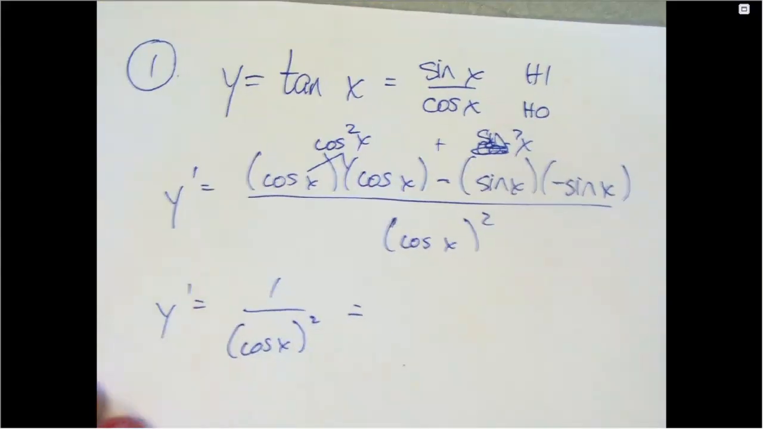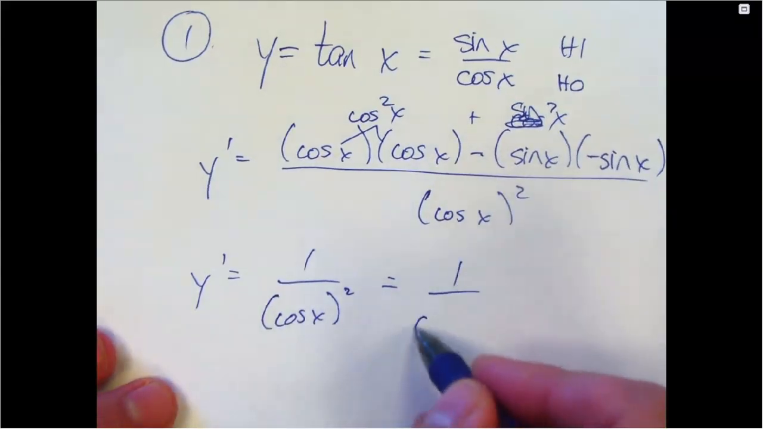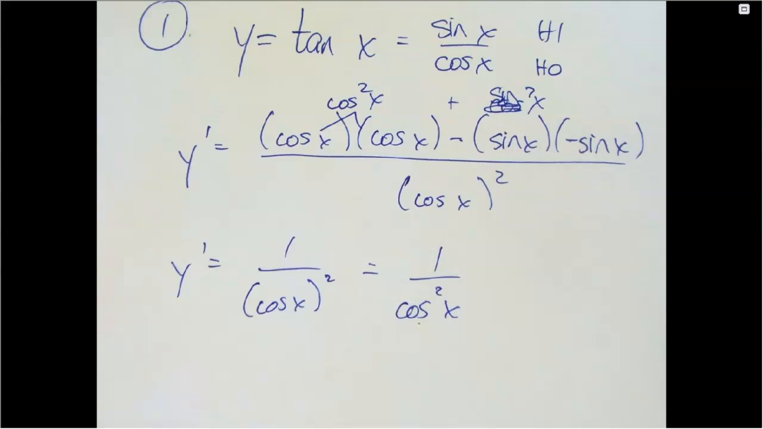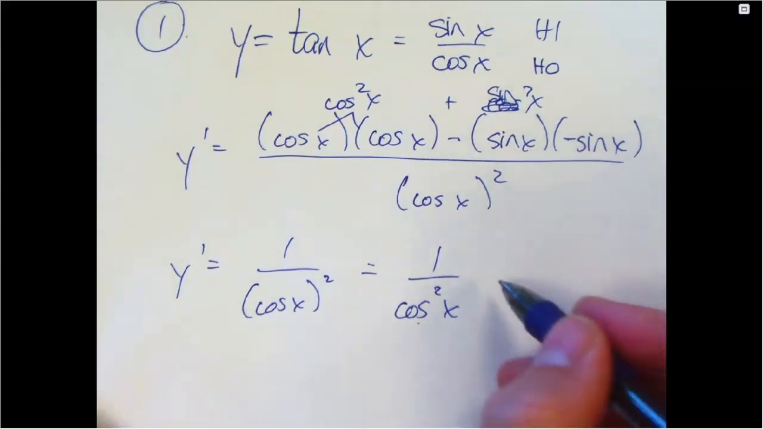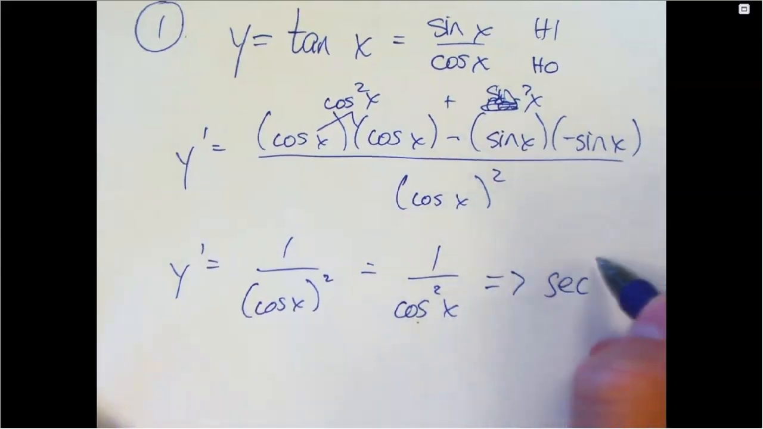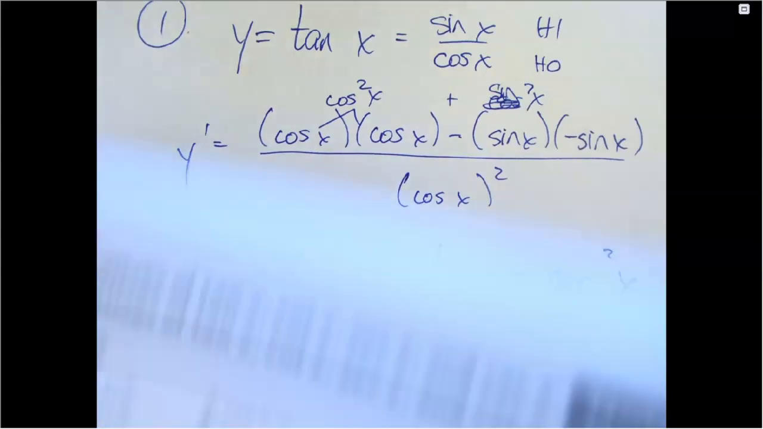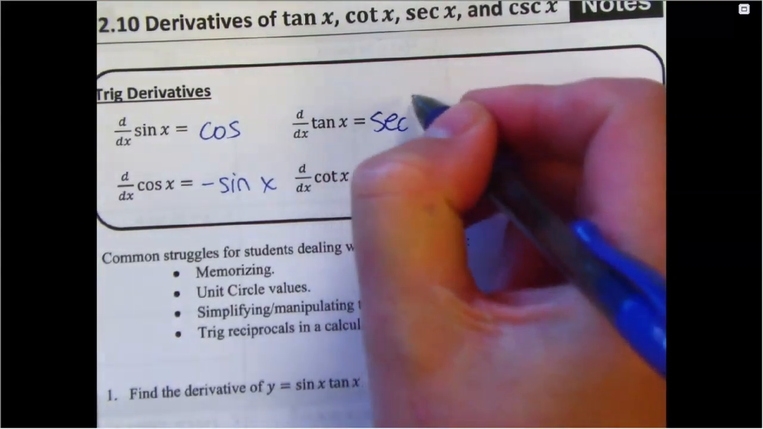cosine of x squared. I just want to make sure you understand that if I wrote it like this, it's the same. And then to avoid it being a fraction, they just reverse it, and the derivative is secant squared of x. So that guy is secant squared.